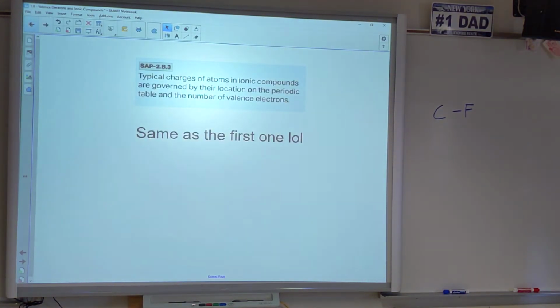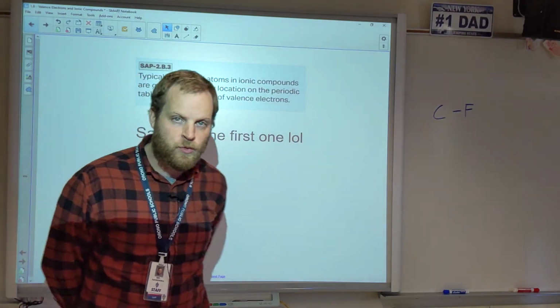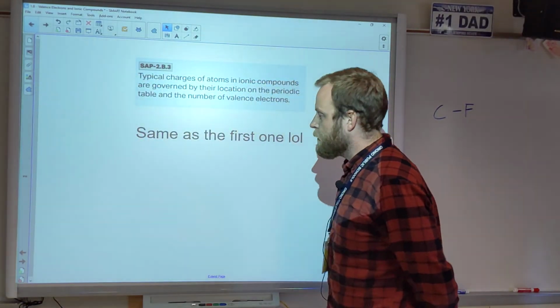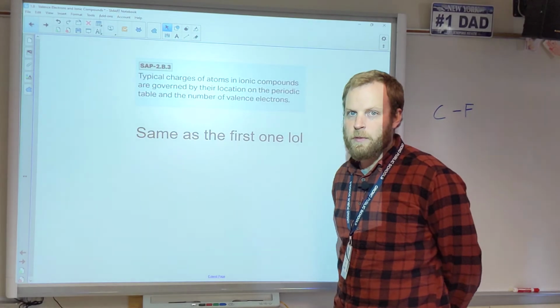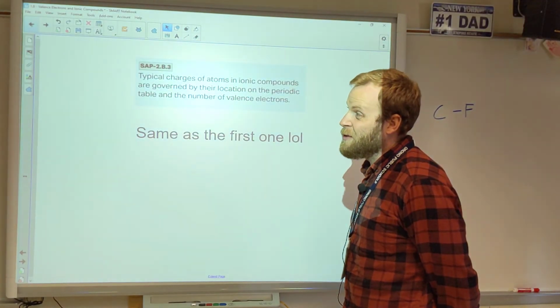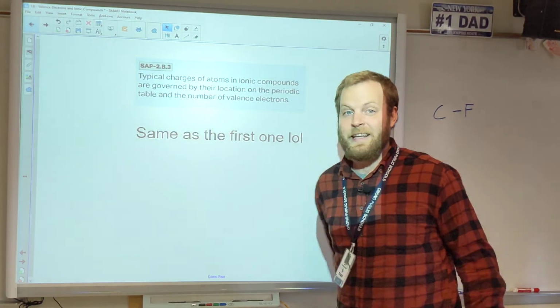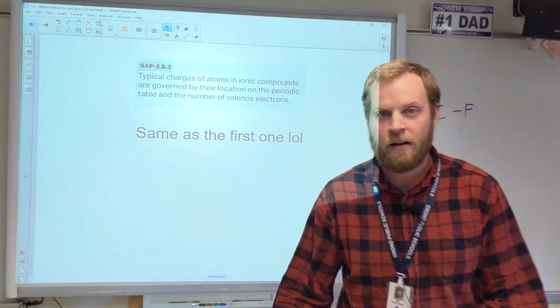Typical charges of atoms and ionic compounds are governed by their location on the periodic table and the number of valence electrons, which to me is basically the same as the first one. What it means is that they tend to form the same number of charges if they're in the same group of the periodic table. So all elements in group 2 in the periodic table are positive 2. And that's literally it. We're done. Test time.